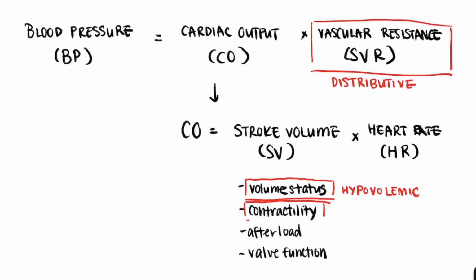Cardiogenic shock is a measure of decreased contractility of the heart, which also decreases our stroke volume, decreases our cardiac output, and again decreases our blood pressure. And finally, we have obstructive shock, which is a result of high afterload, reducing our stroke volume, cardiac output, and again, blood pressure. So to review, we have 4 main types of shock: distributive, hypovolemic, cardiogenic, and obstructive.